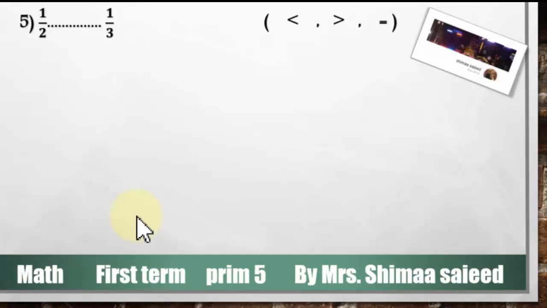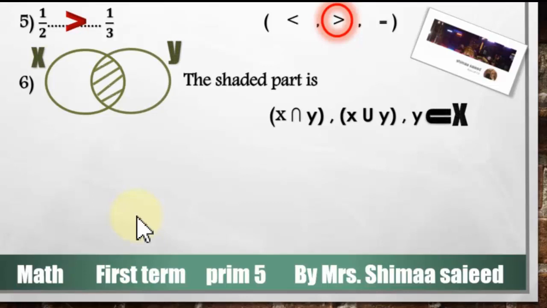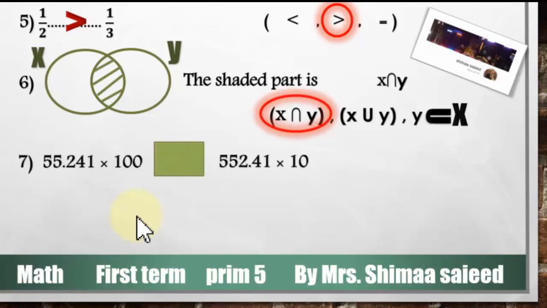Half and third. Is half less than, greater than, or equal to a third? Excellent. Half is greater than a third. Look at this shape. The shaded part is x intersect y, or x union y, or y subset of x. Excellent, x intersect y, the common elements between x and y.